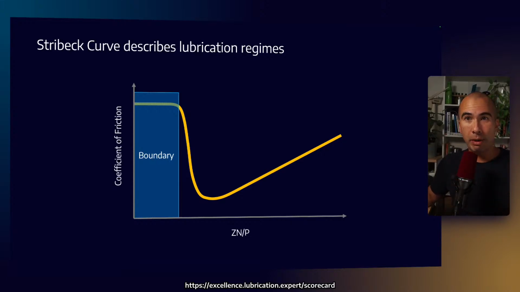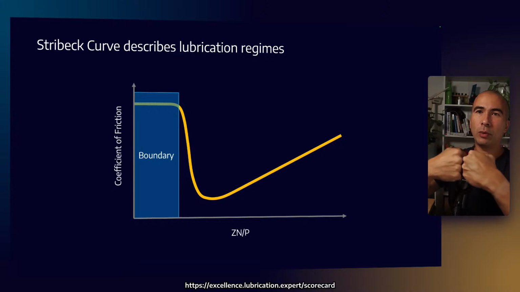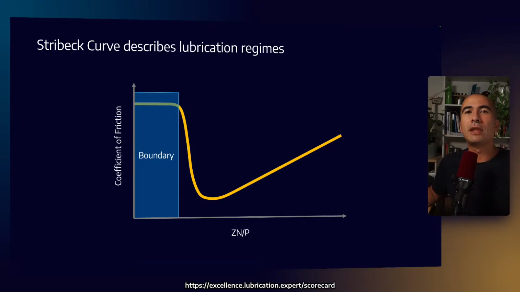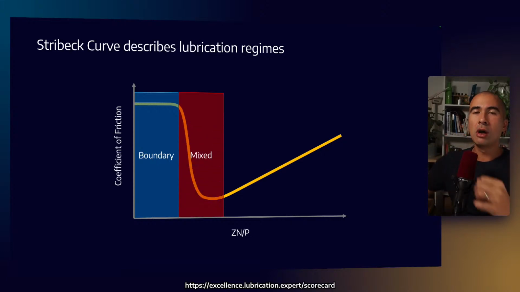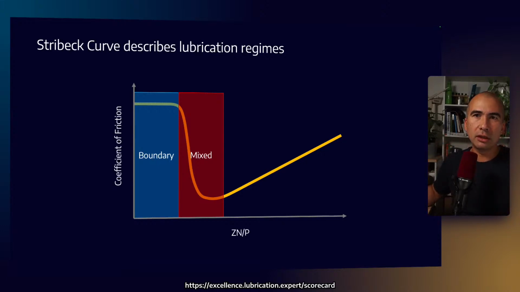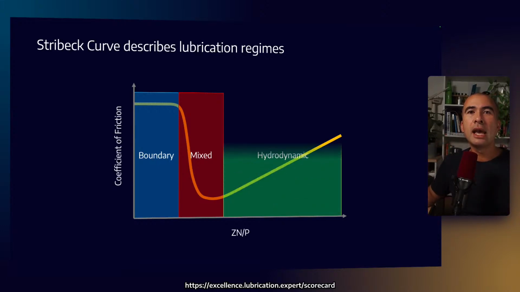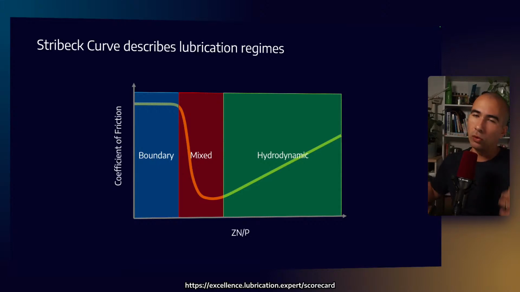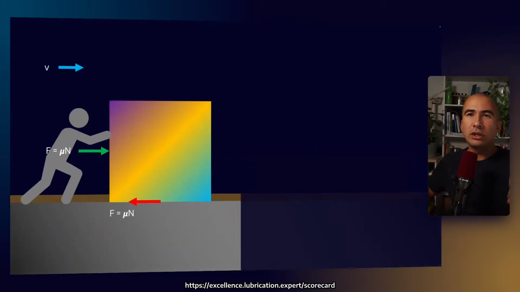So the first is called boundary lubrication, and that's effectively when we have metal to metal contact. Then we have a mixed scenario where the fluid film is beginning to separate the two surfaces, but there's still a little bit of contact between the asperities. And then finally, you have hydrodynamic or elastohydrodynamic lubrication, where the surfaces are fully separated. All right, so how do we get there? How do we arrive at the shape of this chart?